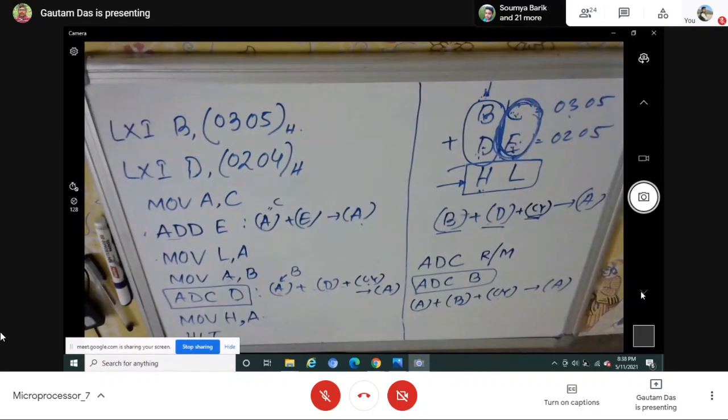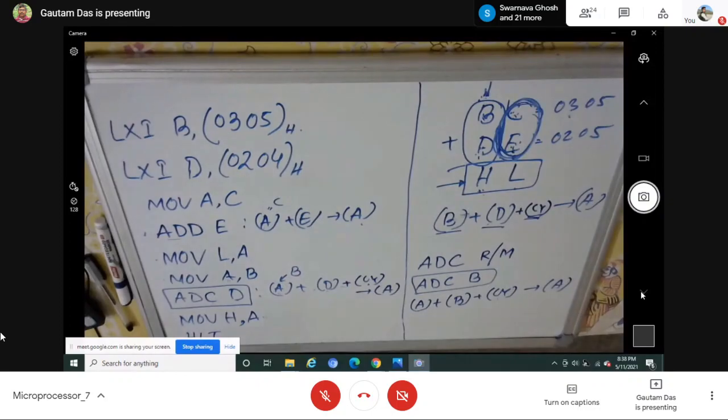After that also, if you think that during the addition of B plus D, if any carry is generated, then where will I get it? You can get it in the carry flag. Take the carry flag, there the carry information is saved. So this is how 16-bit data is added using an 8-bit microprocessor, the 8085 processor.